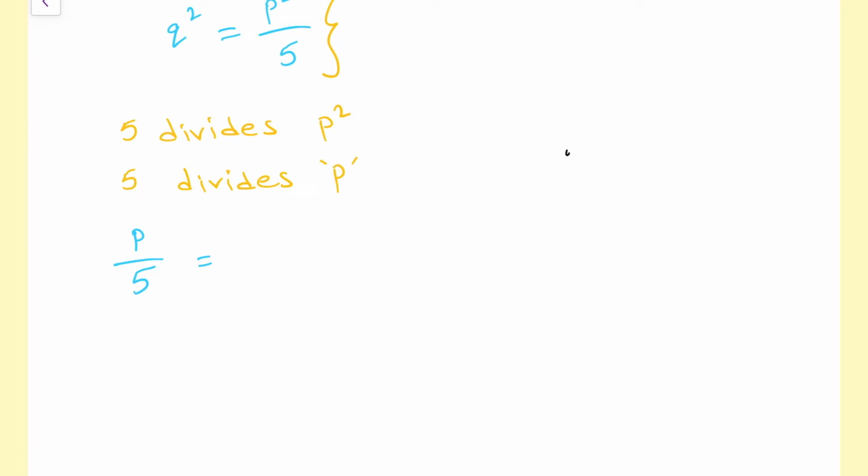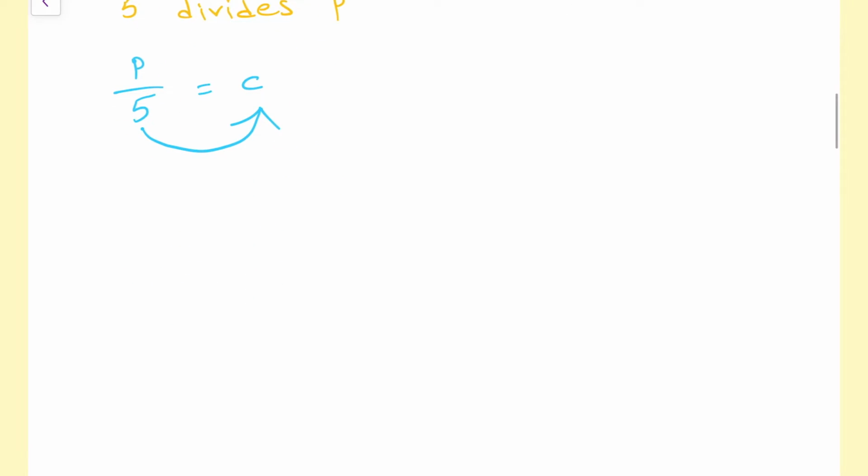So if 5 divides p, then definitely it gives some answer, right? So that answer we are taking as some constant c. Now take this 5 to the right side, so we will get p equals 5. If it goes to that side, it will become multiplication, 5c.